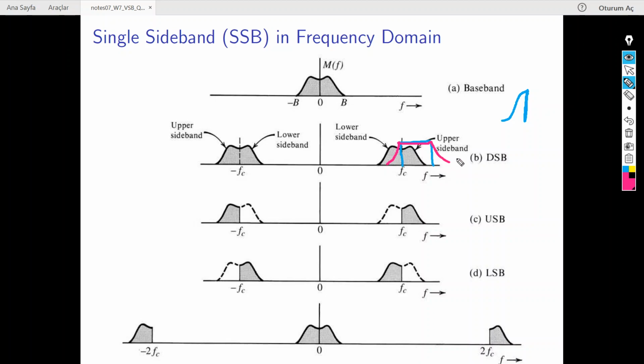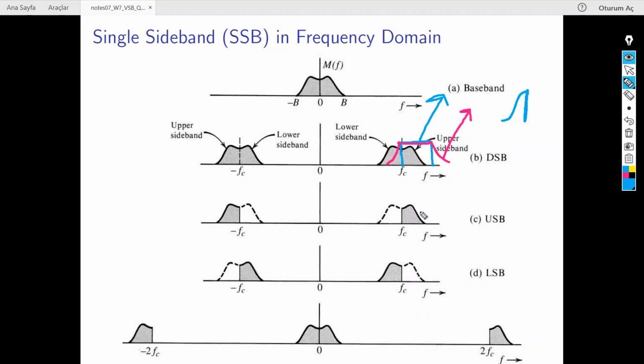So this is the practical filter, the red one. This is a practical filter. And the blue one, we call it an ideal filter, a filter that we cannot realize in practice. So since this is the practical filter, we are going to cut part of the signal from the lower sideband and include it in the transmission.